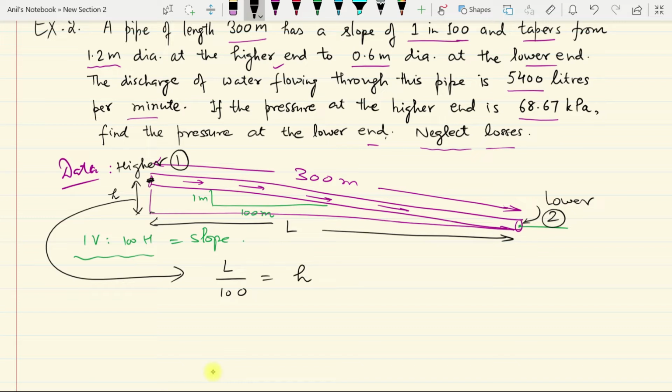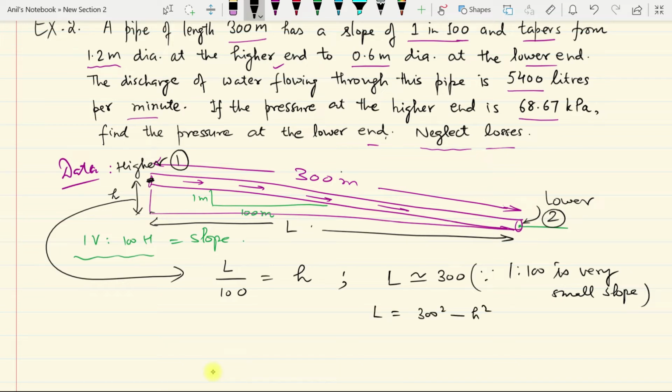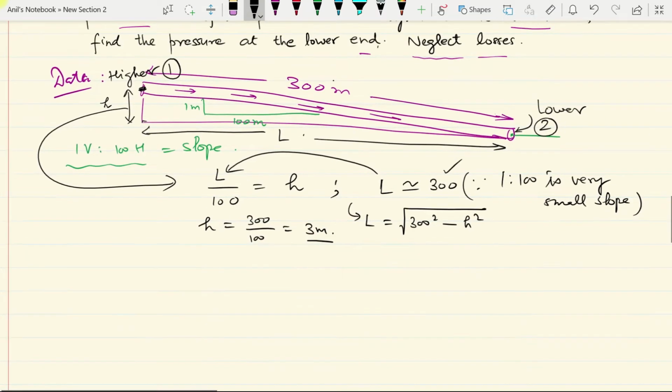Now in this particular case, L is approximately equal to 300 because slope 1:100 is a small slope. So we can consider L close to 300, although L will be equal to the square root of 300 squared minus h squared. According to Pythagoras theorem we can get L, but since h is very small as compared to 300, we can take L very close to 300. If we take L as 300, h will be 300 by 100, that is 3 meters. So this is the difference in levels of the 2 points.